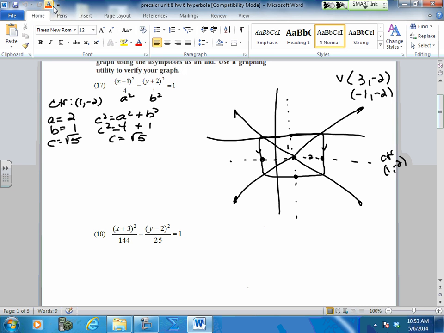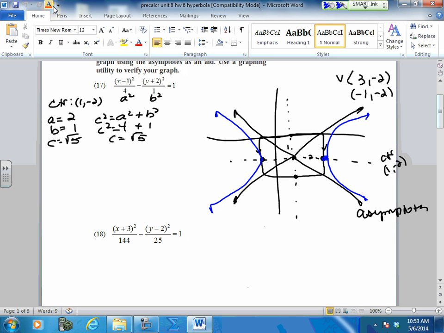These are called what? Asymptotes. Good. These are my guidelines. So I draw my hyperbola through my vertex. I don't let it touch my rectangle or my asymptotes. I use this as my guideline. Same thing here. I use it as my guideline. That's my hyperbola.